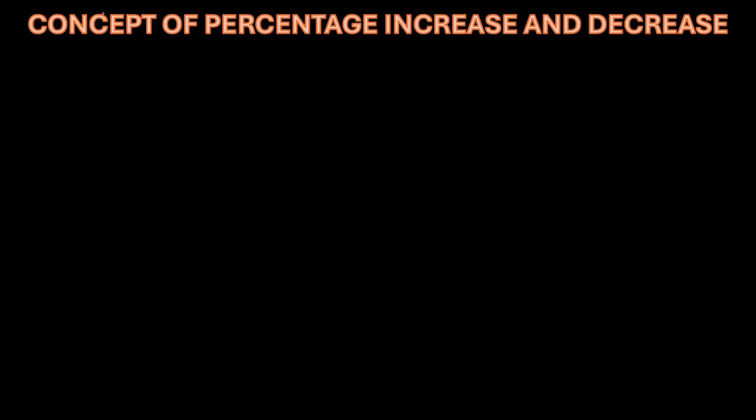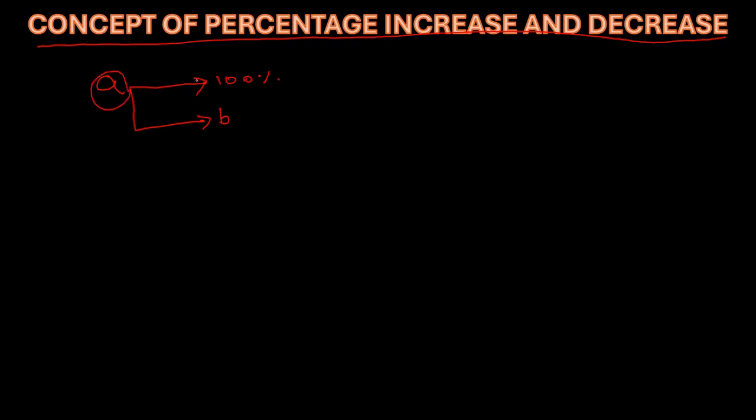Here we have the concept of percentage increase and decrease. This is a very important topic of this chapter, guys. I will explain this concept with a simple example. Let us consider I have a number a. As I have said earlier, every number, when it is compared with itself, is 100%. But when it is compared with another number b, that percentage might vary. But when it is compared with itself, it is 100%.